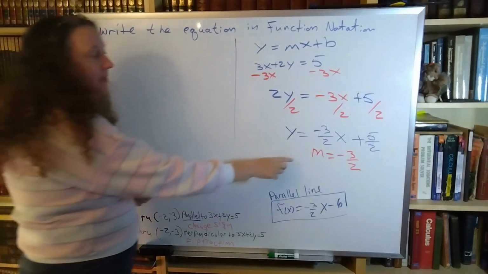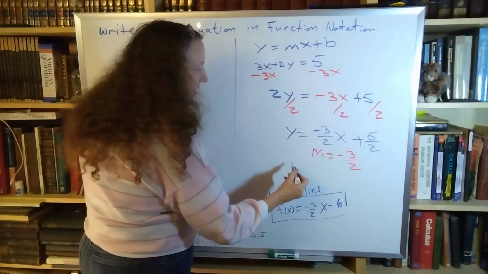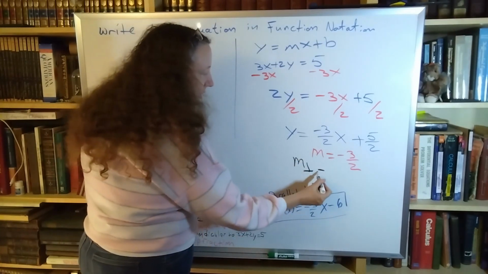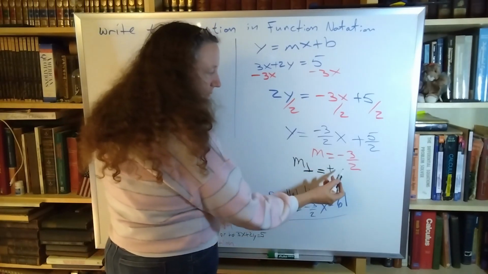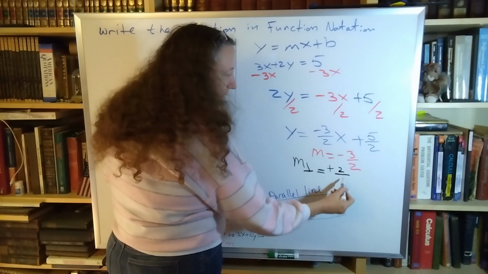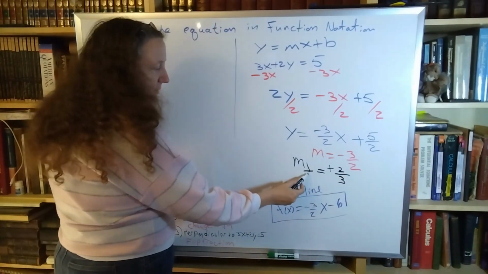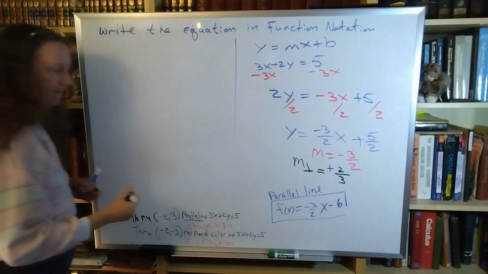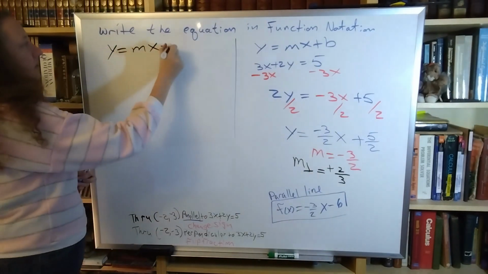So instead of m equals negative 3/2, I'm going to have my m perpendicular, change the sign, so it's going to be positive. The 2 goes to the top, and the 3 goes to the bottom. So my slope of the perpendicular line is positive 2/3. And I'm going to use that with my y equals mx plus b.